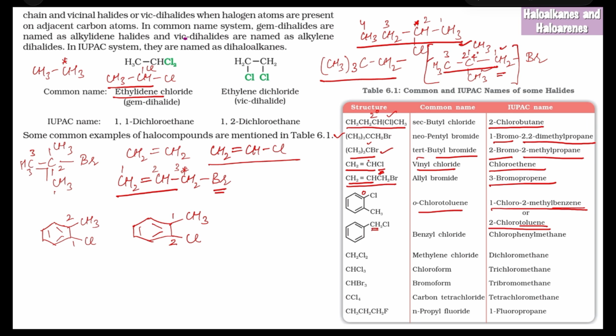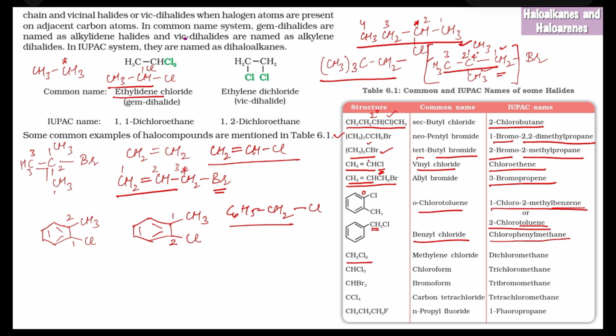Here this is sp3 hybridized carbon which is bonded to chlorine, and this sp3 hybridized carbon is bonded to benzene ring. So this is the benzyl group. C6H5CH2 group is the benzyl group, and when it is bonded to chlorine, this is known as benzyl chloride. This is the common name, and IUPAC name will be chlorophenylmethane. Means the parent compound is methane. Two hydrogens of methane are substituted by the phenyl group and chlorine atom, so it is named as chlorophenylmethane.